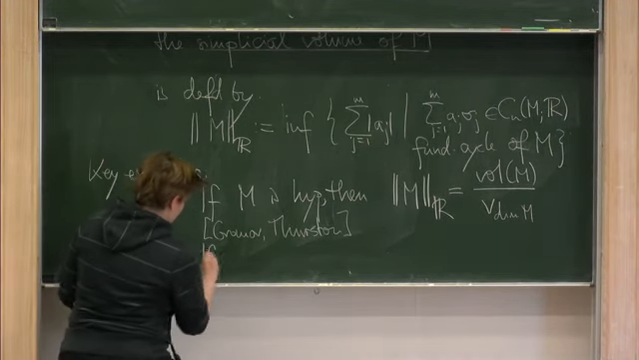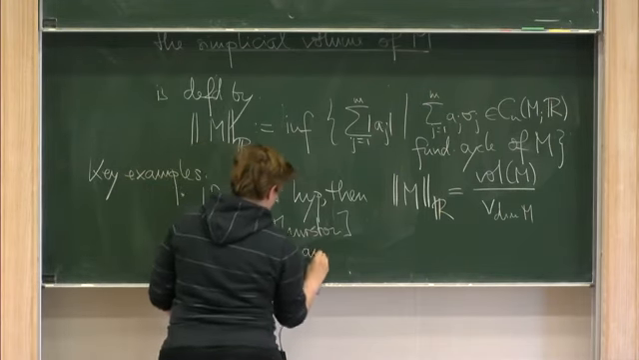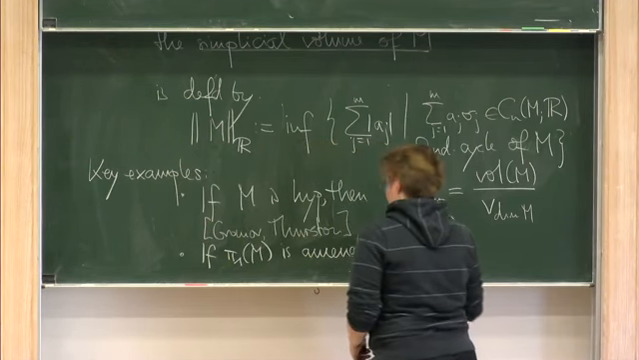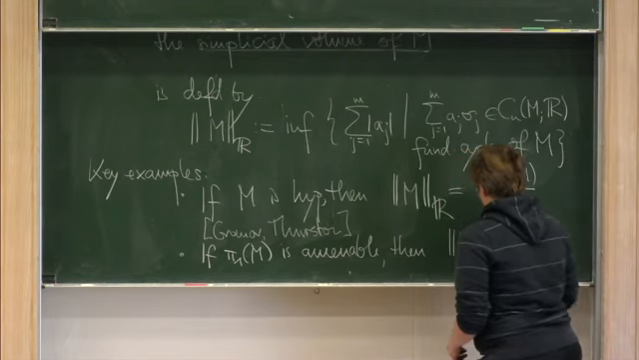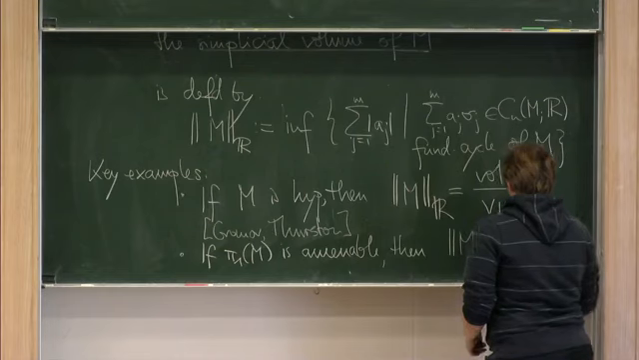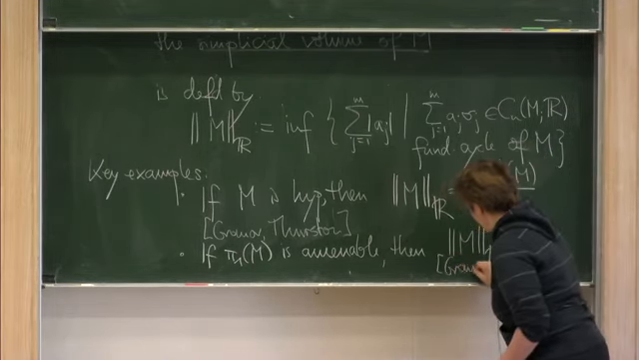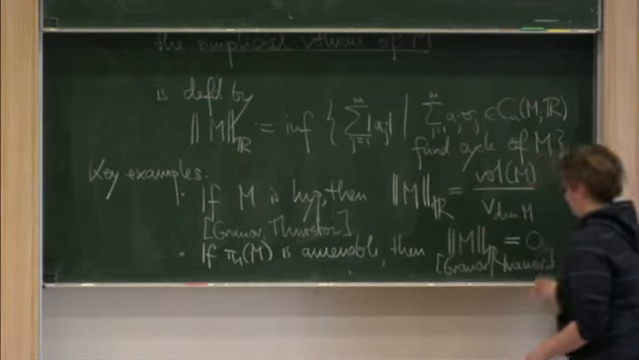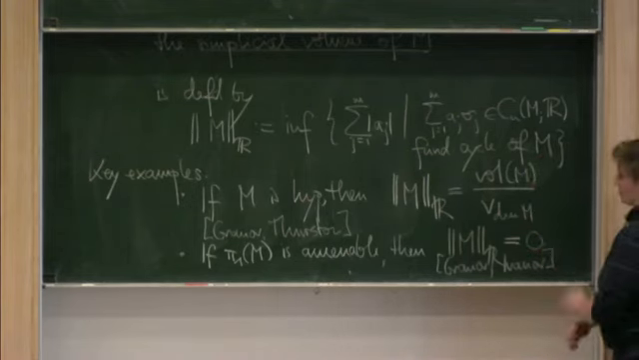So if pi1 of M is amenable, then the simplicial volume of M is 0, and this was proved by Gromov, and also a different proof was given by Ivanov. And of course, we have to assume that the dimension is non-zero.